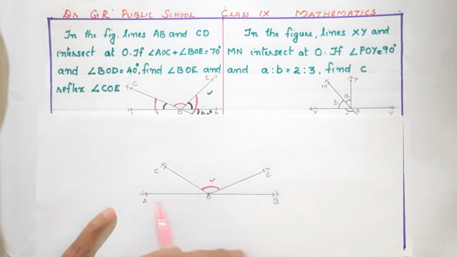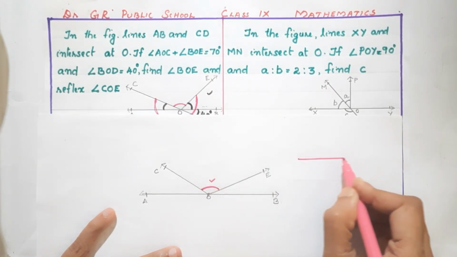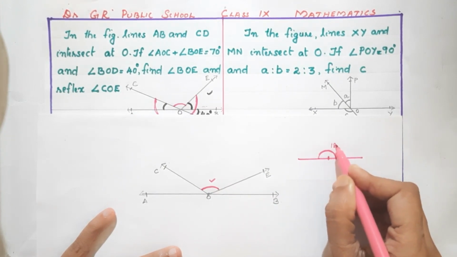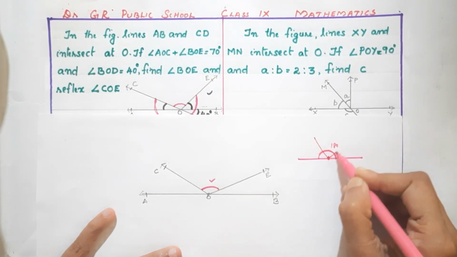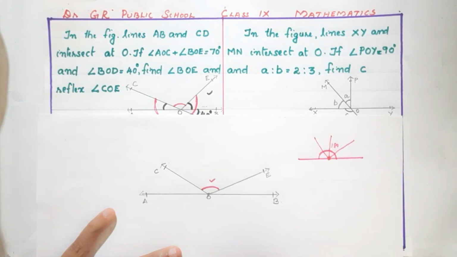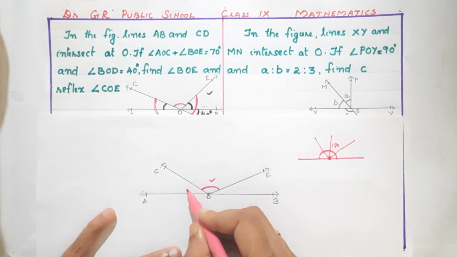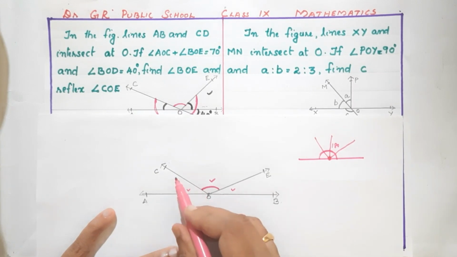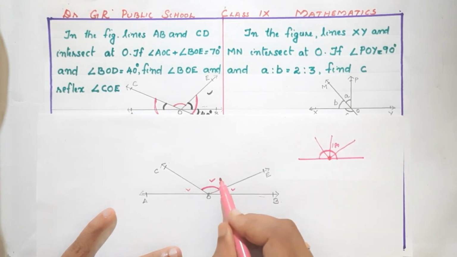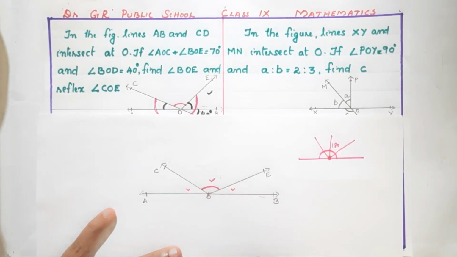See, AB is a straight line, isn't it? So, the total angle here is 180 degrees. When we have a straight line and a point on it, the angle will be 180 degrees. So, if we divide this angle into many angles, the sum of all the angles will still be 180 degrees. Same property we can write here. The sum of these three angles, AOC plus COE plus EOB, is 180 degrees.